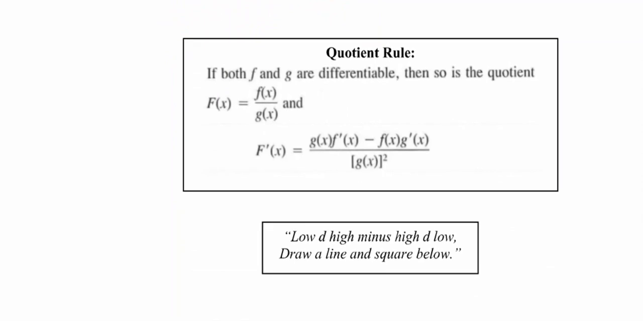So if f and g are differentiable, we have to make sure that we can take the derivative. Again, no sharp points or dividing by 0 or any of those things. Then so is the quotient, so we can take the derivative of that. So it might be written in this form now, with the x's back in there.